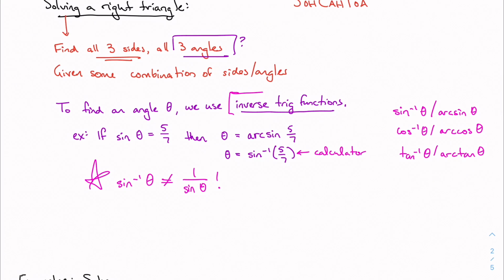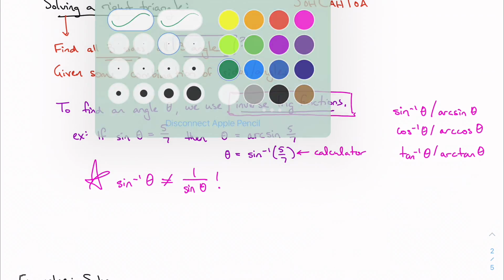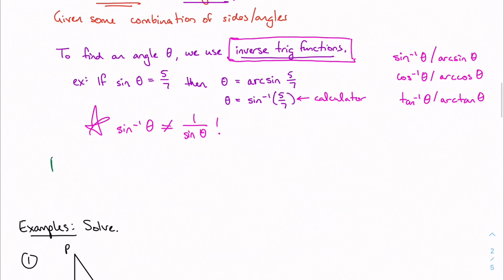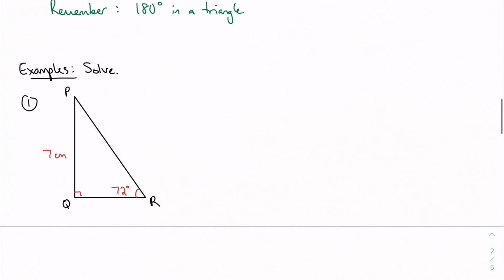So if I want to find an angle theta, given sides, we use inverse trig functions. One other small helpful hint, of course, is to remember that there are 180 degrees in a triangle. So let's try some examples.